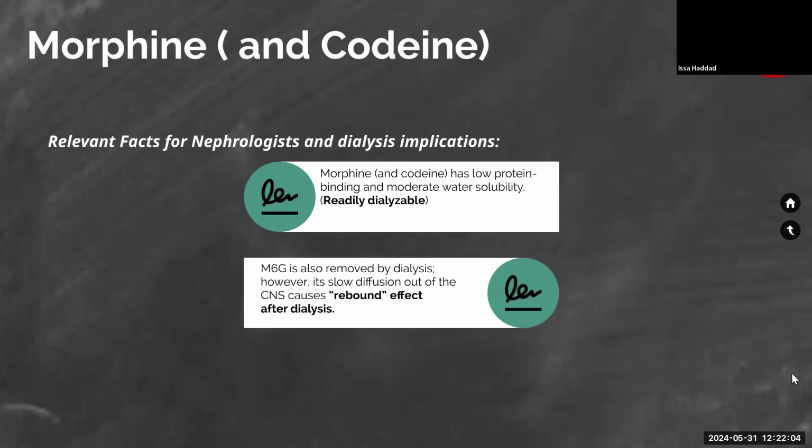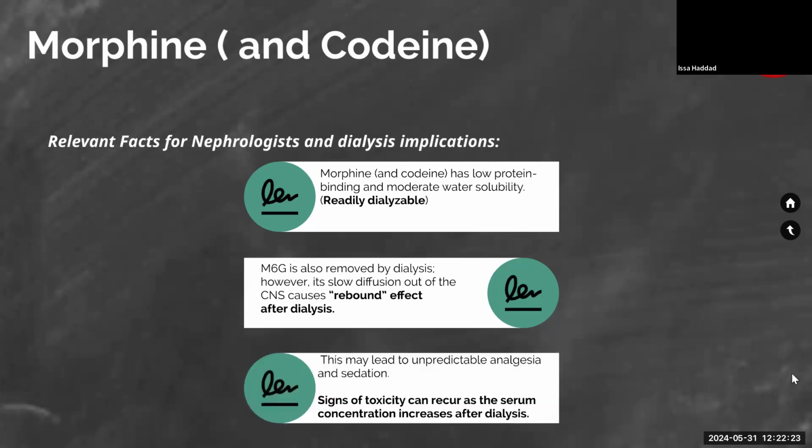M6G, the metabolite, is also removed by dialysis. However, I said in the previous slide that there is slow diffusion out of the CNS, and that creates what we call a rebound effect after dialysis. So you remove everything from the blood, but then there is some in the CNS that will slowly come back. And this can lead to unpredictable analgesia and sedation. And even if someone gets dialyzed, a few hours after that, you can see signs of toxicity again.